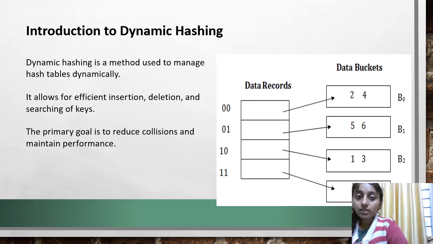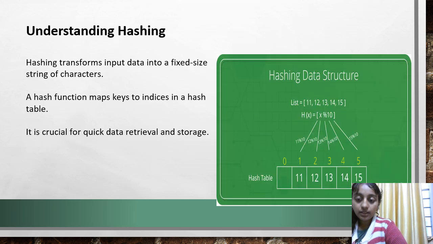Dynamic hashing is a method used to manage hash tables dynamically. It allows for efficient insertion, deletion, and searching of keys. The primary goal is to reduce collision and maintain performance. Next topic is understanding hashing. Hashing transforms input data into a fixed size string of characters. A hash function maps keys to indices in a hash table. It is crucial for quick data retrieval and storage.